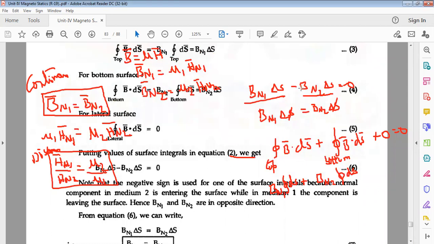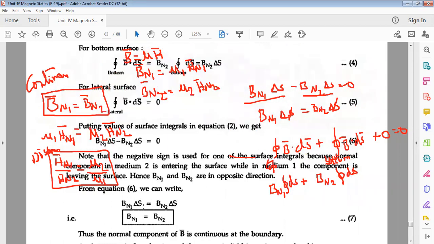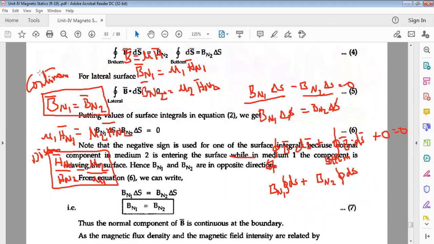Both are in opposite directions. Why I wrote that minus: one surface is above in medium 1 and the other below in medium 2, and the direction is different. The bottom is in an upward direction and the top is in the downward direction. Okay, so BN1 is equal to BN2. Thus, the normal component of B bar is continuous at the boundary.